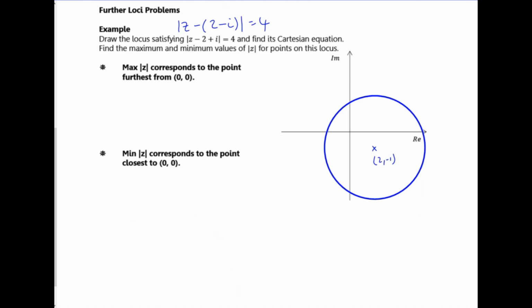It then asks us to find the maximum and minimum values of modulus of z for points on this locus. So what this is saying is that all of these points on the circle, we can call z. So z is just any one of these points on the circle here. It's asking for the 2 points on the circle, one which is the furthest away from the origin and one which is the closest to the origin. So hopefully intuitively, you can see that this point over here is the one that's the furthest away from the origin. This is the maximum value of modulus of z.